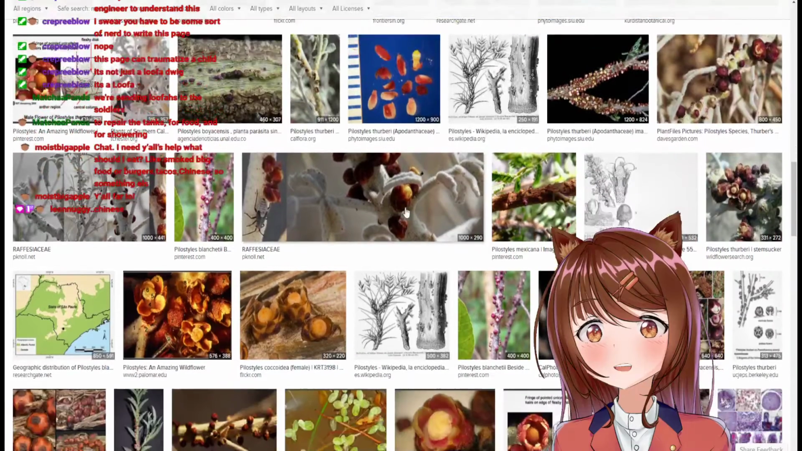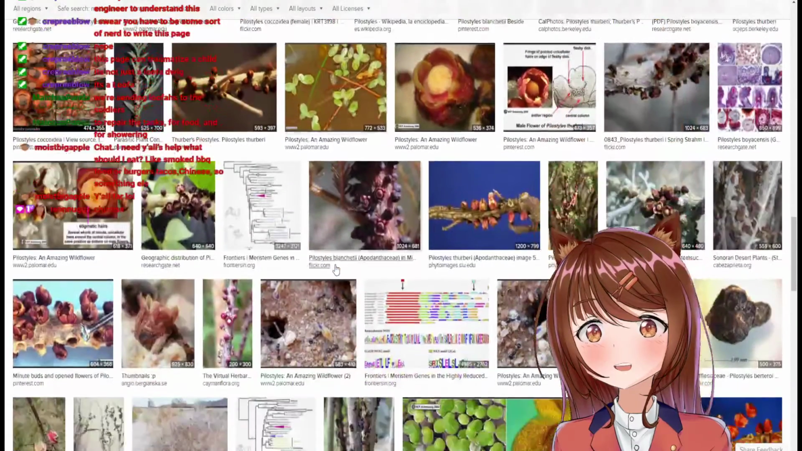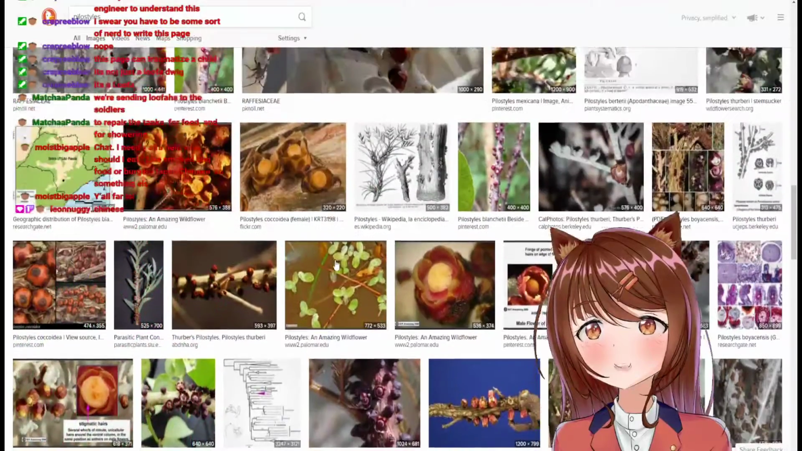Man, that is cool. I had no idea these parasitic plants existed. Yo, what if that got in your skin?